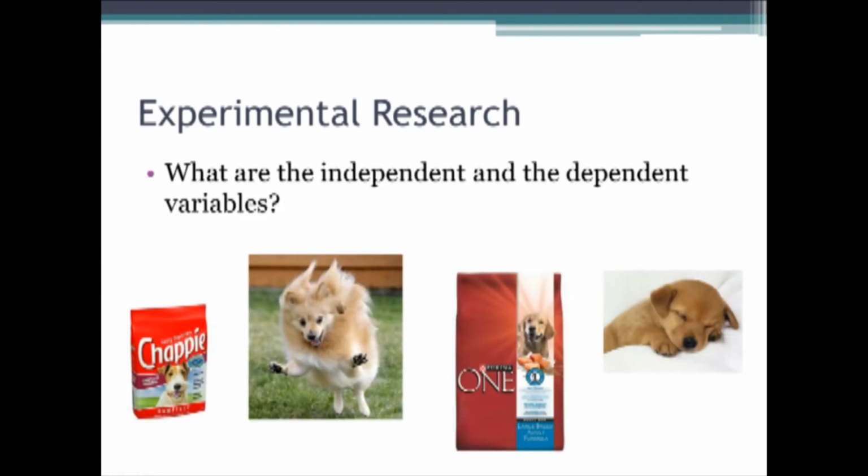Independent and dependent variables. So reviewing here, your independent variable is what causes the outcome. So we believe that the type of dog food will cause the outcome. So the independent variable would be type of dog food.